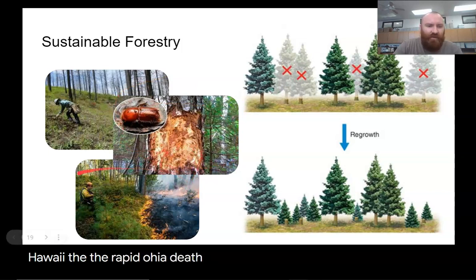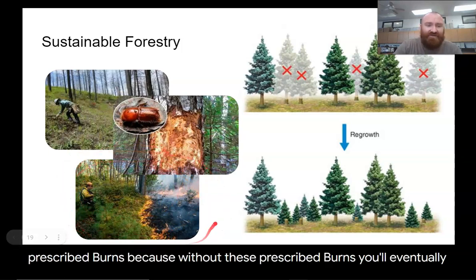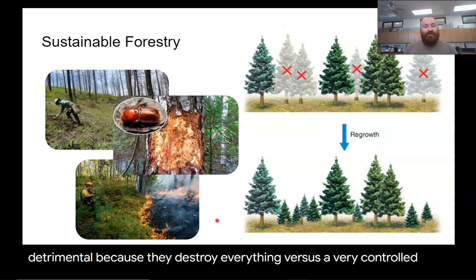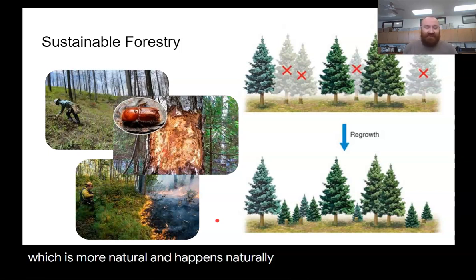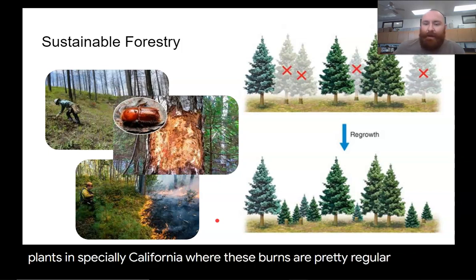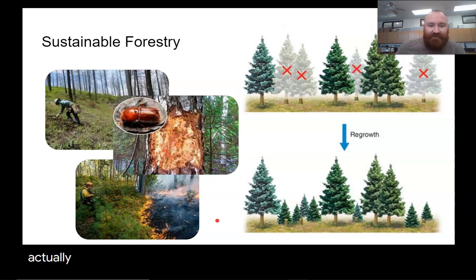We have sustainable practices that include prescribed burns, because without these prescribed burns, you'll eventually have catastrophic wildfires. And these catastrophic wildfires are very detrimental because they destroy everything, versus a very controlled burn, which is more natural and happens naturally. A lot of the plants, especially in California, where these burns are pretty regular, are actually adapted to survive in these environments.